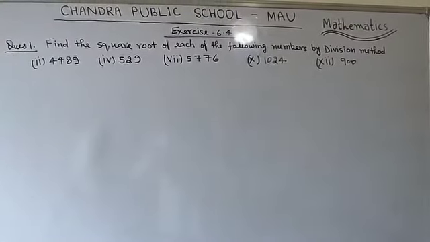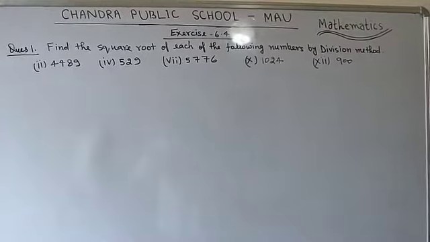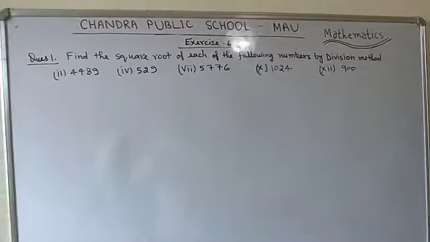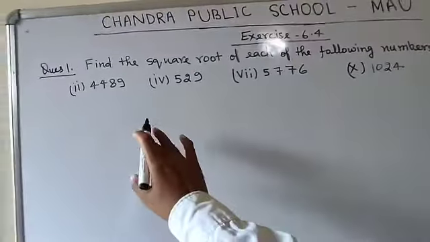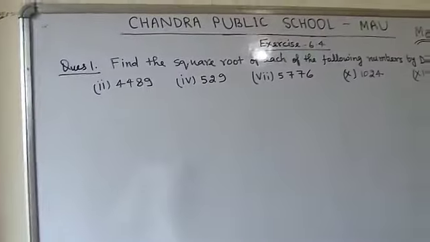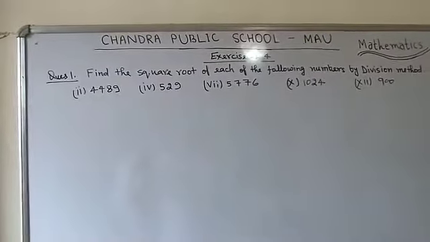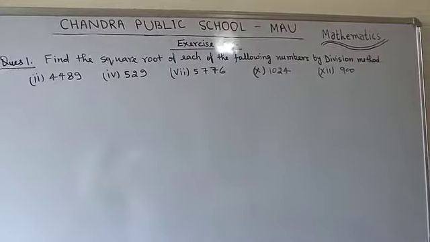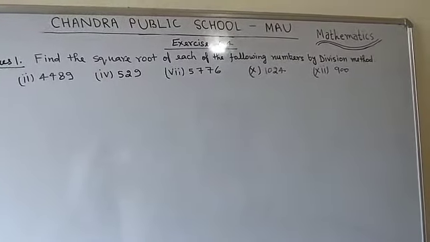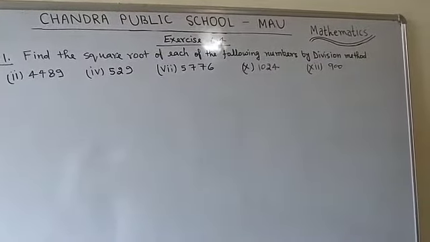So here in question number 1, a total of 12 parts are given. I have written 5 parts. The first part I had explained in the previous video, in that example where I found the square root of 2304. So that is already explained. The 5 parts I have written are the second, fourth, seventh, 10th and 12th.